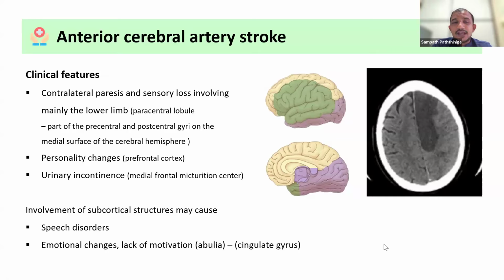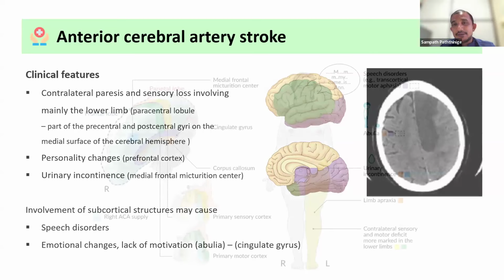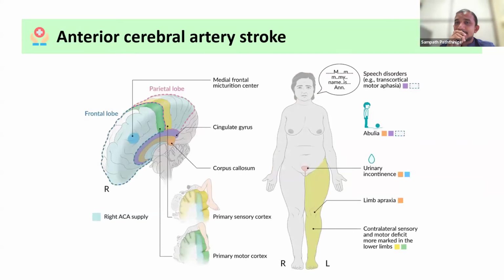Sometimes you see that they have these emotional changes. So this area, the cingulate gyrus, the amygdala, those areas are concerned with the emotions, right? So they will also be affected. So there will be some emotional things as well, like abulia, right? All these things.